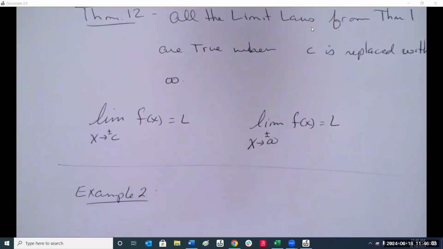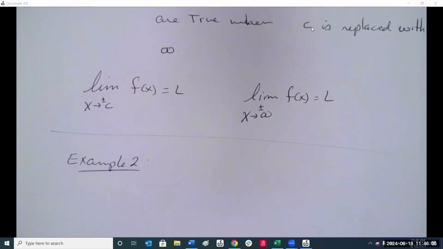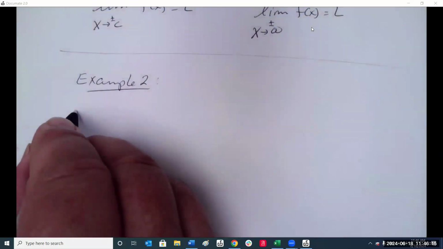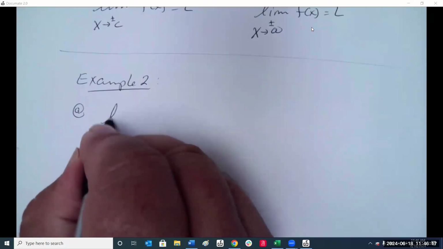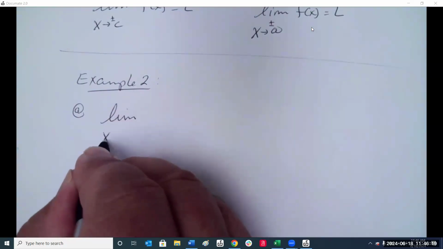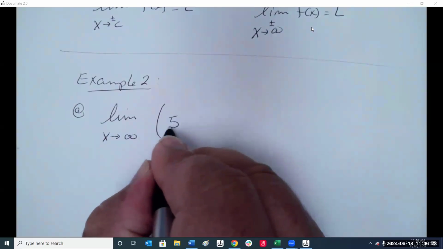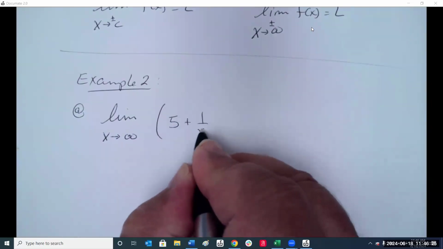Example 2. The properties in theorem 12 are used to calculate the limits in the same way as x approaches c. Okay. A, the limit as x approaches infinity of 5 plus 1 over x.